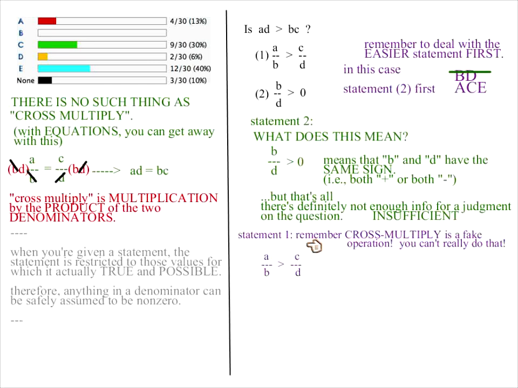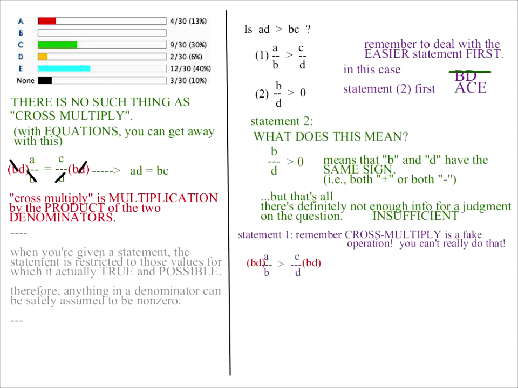But no, we're trying to cross multiply. So cross multiply is not real. What we have to try to do is what cross multiply really is, which is we have to multiply by BD. We can at least try that. If we multiply by not just D, because if you do just D, you're going to have a B still hanging out down there. So you want to try to multiply by both denominators.